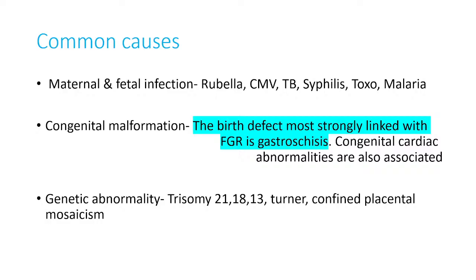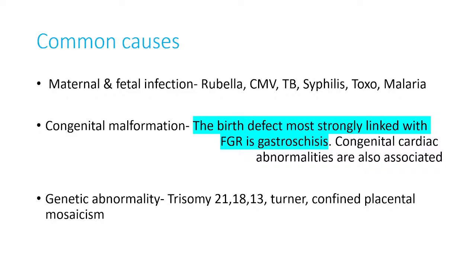The most strongly linked is gastroschisis. Gastroschisis, you must be knowing, is a malformation in which the abdominal content, the abdominal viscera, the intestine, liver, may come out through an abdominal wall defect. Usually the defect is near the umbilicus, so the intestines come out. This is a congenital malformation in which there is more chance of FGR. Congenital cardiac anomalies, mostly cyanotic heart diseases, also cause FGR.